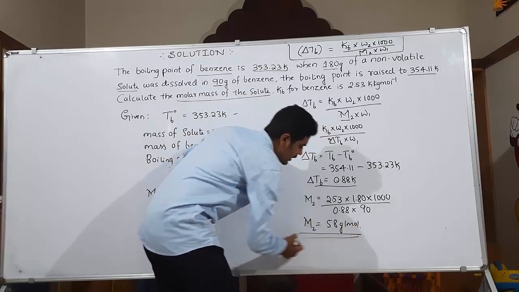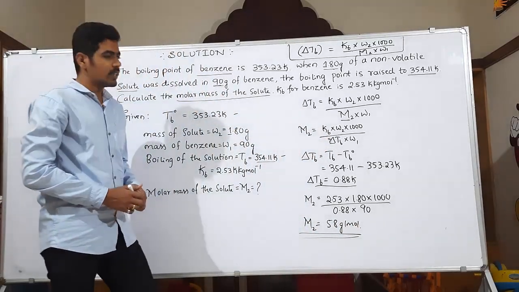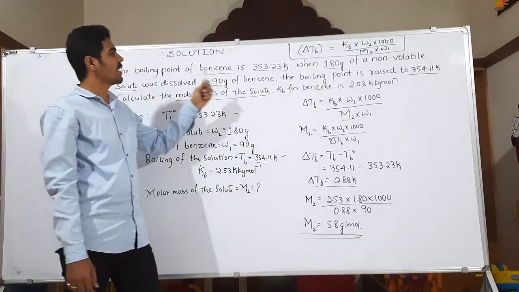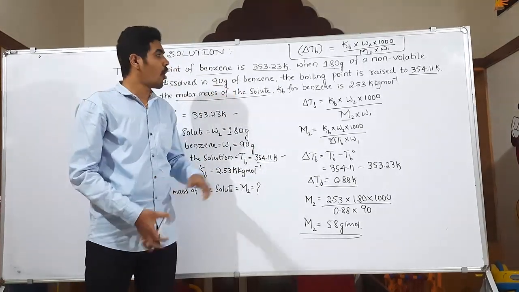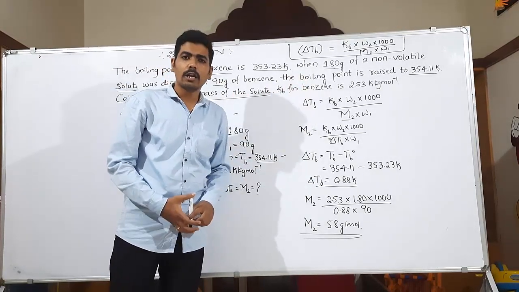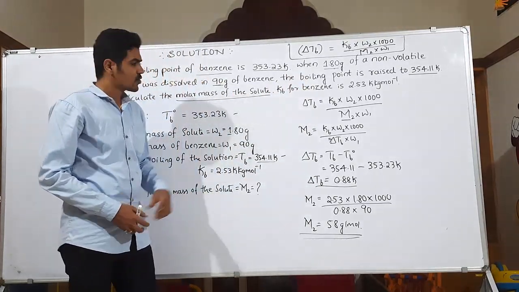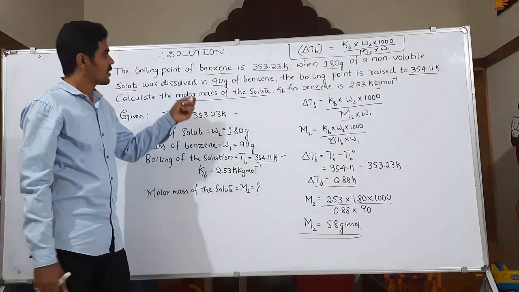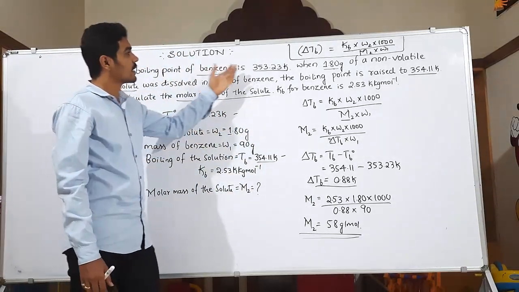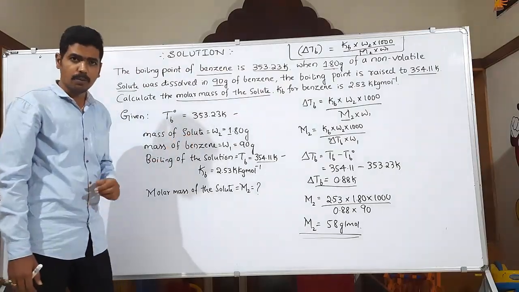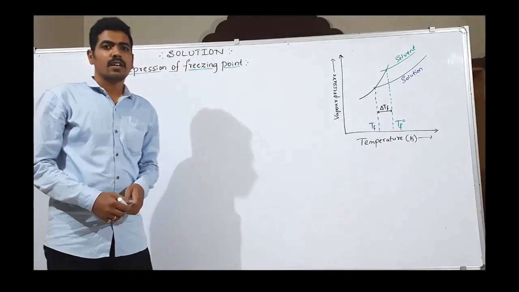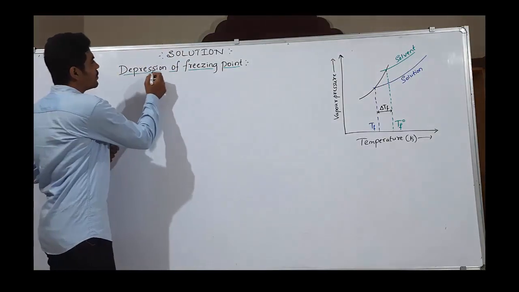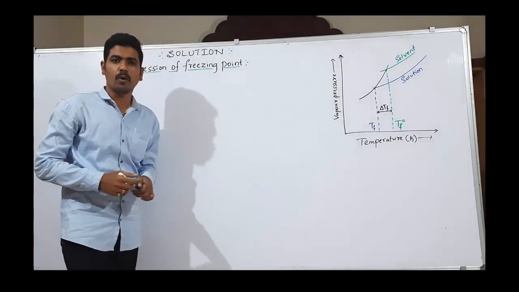Okay, so this is the molar mass of the given non-volatile solute which is added to the benzene in order to increase the boiling point of the benzene. So this is how you can solve the problems based upon the given things in the problem. Now the next example of a colligative property is depression of freezing point.